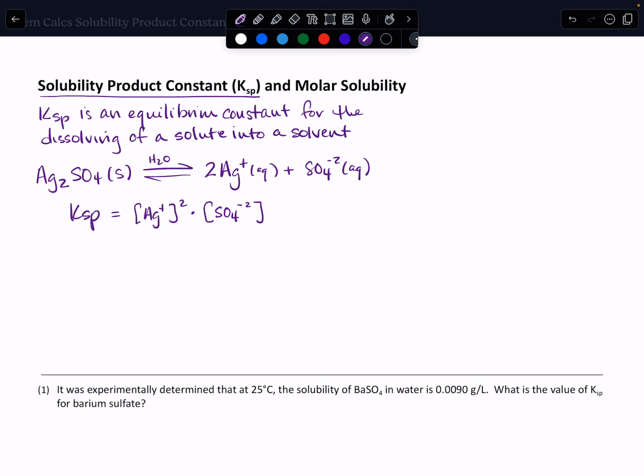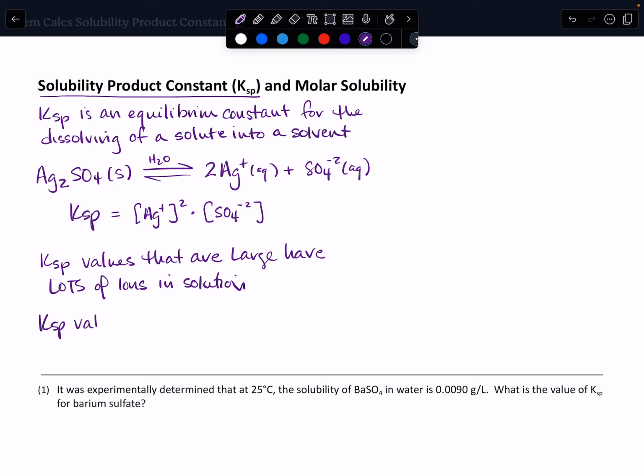So if you look at what this expression tells us, Ksp values that are large have lots of ions in solution, whereas Ksp values that are small have few ions in solution. So a substance that's very soluble, let's say sodium chloride.